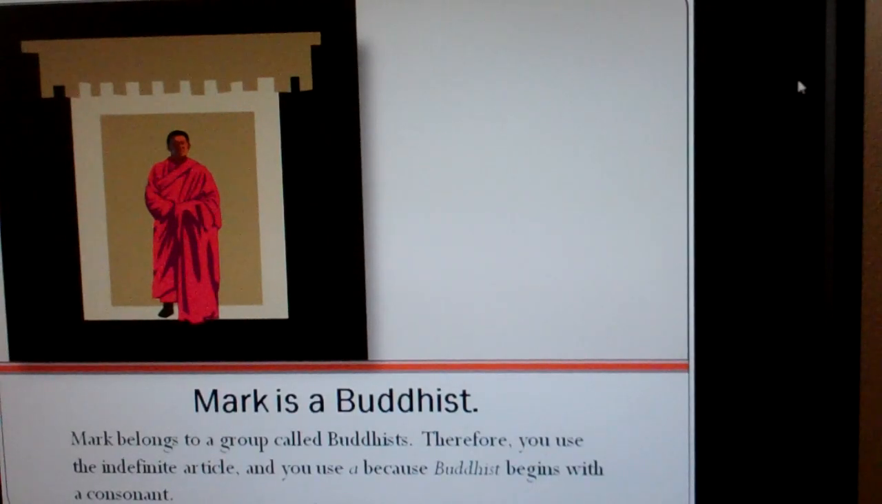Mark is a Buddhist. Mark belongs to a group called Buddhist. Therefore, you use the indefinite article. And you use a because Buddhist begins with a consonant.